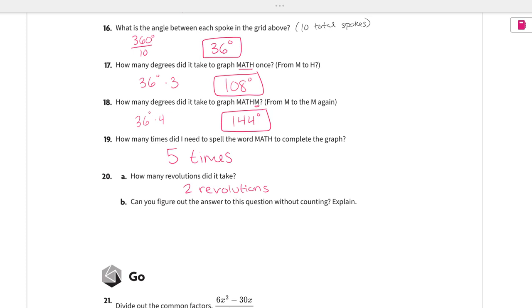So we said we could do this without counting. In fact, B says, can you figure this answer out without counting? Yes, we can figure these answers out without counting, right? Let's think of that 5. So we said there's 10 spokes, and it takes 4 spokes to spell math.